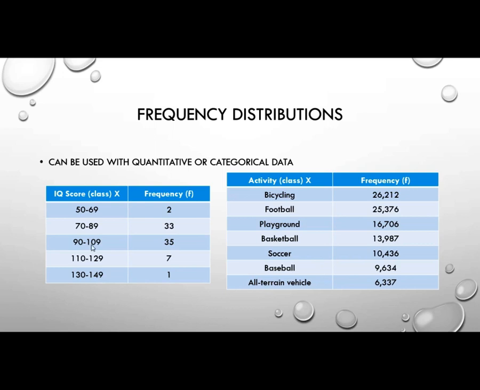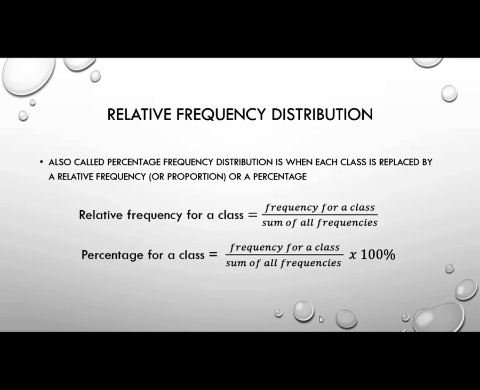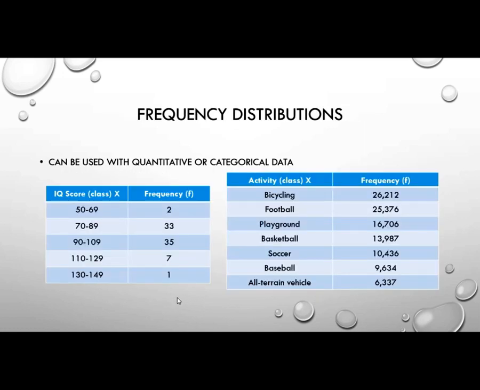So that's when the data are quantitative. We can also do it with qualitative or categorical data, right? Nominal data. If I sent this out to a survey asking people what's your favorite type of recreational activity, 26,212 selected bicycling and 25,376 picked football. We can display this in a table, or we can also graph it out. Right now, this is called a frequency distribution. The class is X and the frequency is F, the frequency of X.